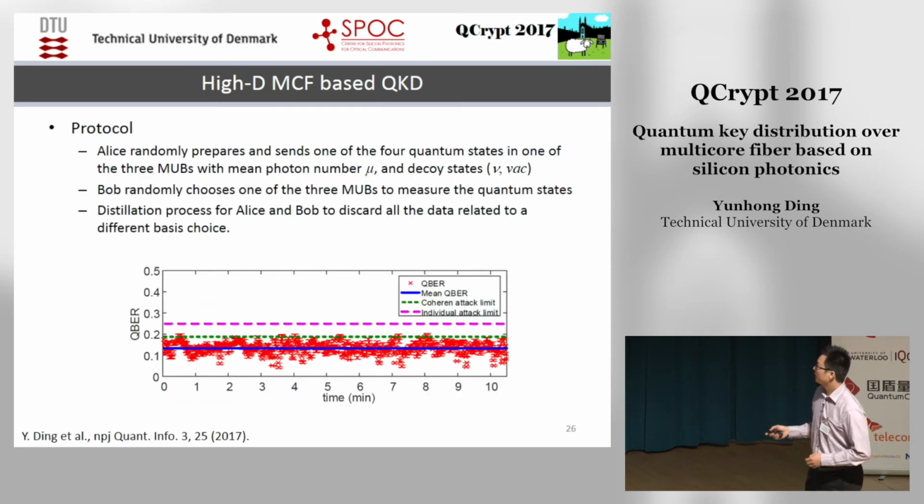And here are the final results. So the protocol is Alice randomly chooses the quantum state by randomly choosing the basis. Bob also randomly chooses the receiving basis, and in the distillation process, Alice and Bob discard all the data related to different basis choices. And we got on average around, I think, 13%, which is well below the coherent attack limit and the individual attack limit for the high-dimensional case.